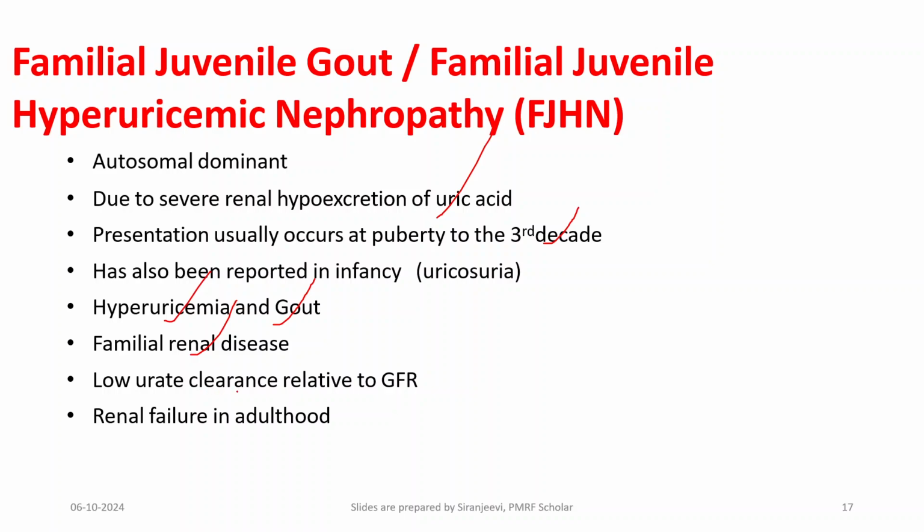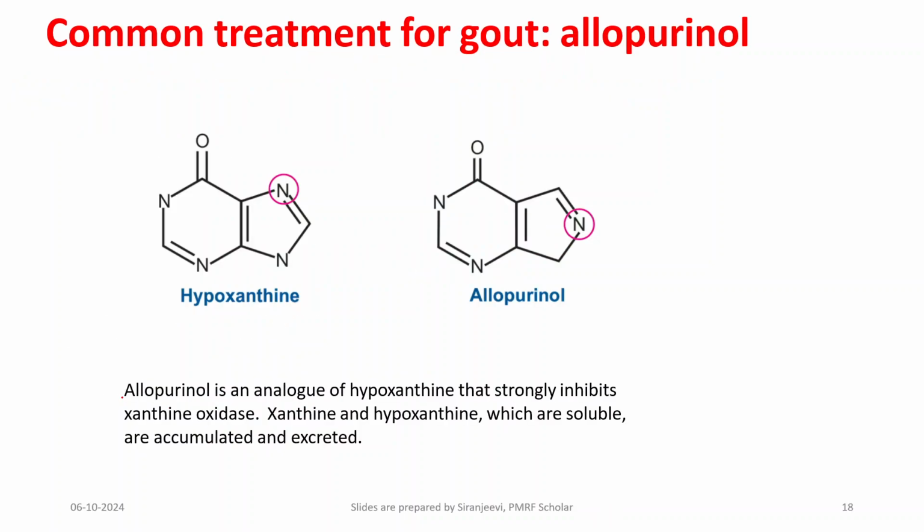disease and low urate clearance related to the GFR, and then renal failure also has been seen in adulthood. The common treatment, if you see in the case of gout, people usually provide allopurinol. The reason is allopurinol is an analog of hypoxanthine. So whenever allopurinol is given in the body, it is a strong inhibitor of xanthine oxidase, and the xanthine and then the hypoxanthine, which are soluble, will be accumulated in the body, and it cannot be converted to the uric acid, and finally they are accumulated and then excreted.